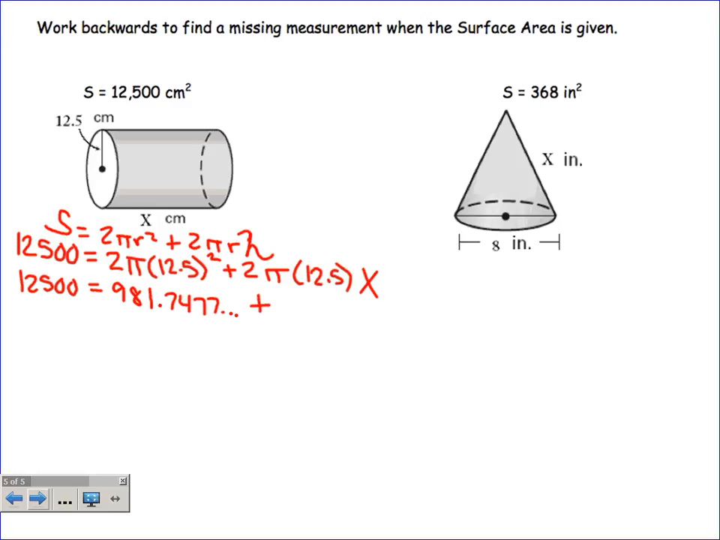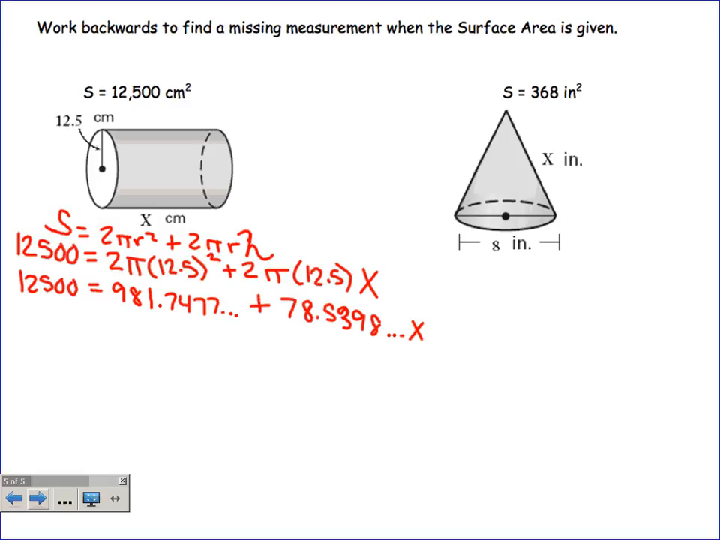Let's go again. Use the pi button. So what's the square button? It's the button 2 below pi, next to the 7. Okay, so we have 2 times pi times 12.5, which would be 78.5398 x. Okay, how do we solve for x?